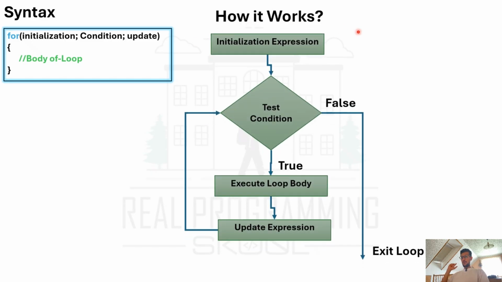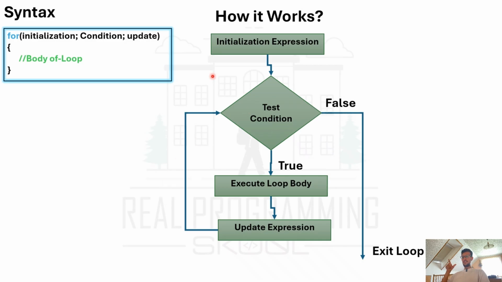So how does it work? First, as we said, the initialization expression, and the compiler goes to test the condition. This is the second thing. If this condition is true, the compiler will execute the loop body, the code between these two curly brackets. And then the update expression, which we write at the end of these brackets. After the update, the compiler tests the condition again for the second time.